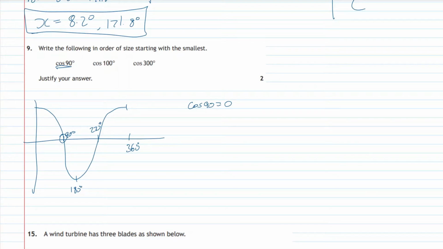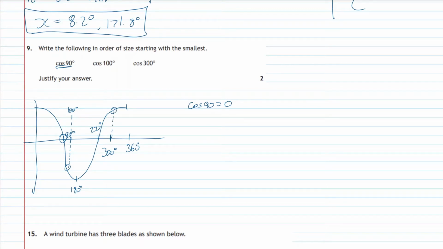Right, let's have a look at cos 100. So cos 100 will be just after this, so cos 100 might be roughly there. And the next one is cos 300. Cos 300 will be roughly here. Okay, so let's go down and find it. So cos 100 will be roughly this answer here, and cos 300 will be way up here.